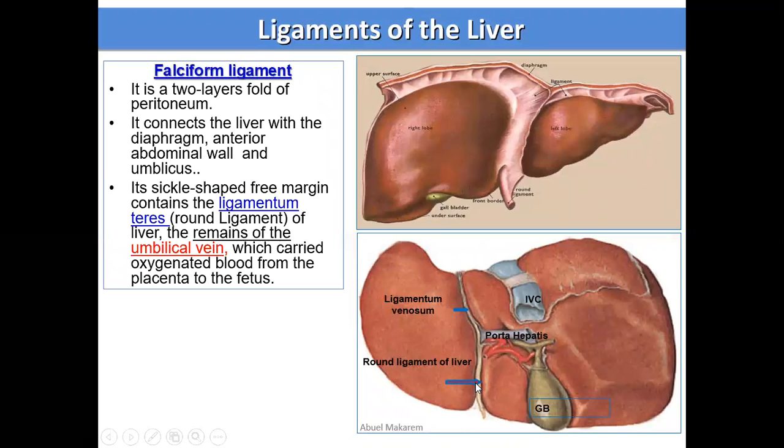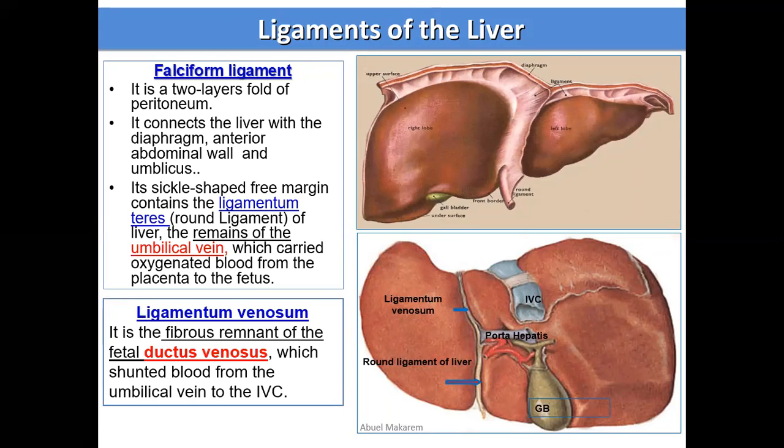If you see here, this is the round ligament of the liver, the remnant of the umbilical vein. This is the remnant of the umbilical vein in the fetus, which has become small and remains as a ligament. That is called the ligamentum teres. It was the umbilical vein during fetal life, which carried oxygenated blood from the placenta, from the mother, to the fetus. So important was this structure, which has now become the ligamentum teres.